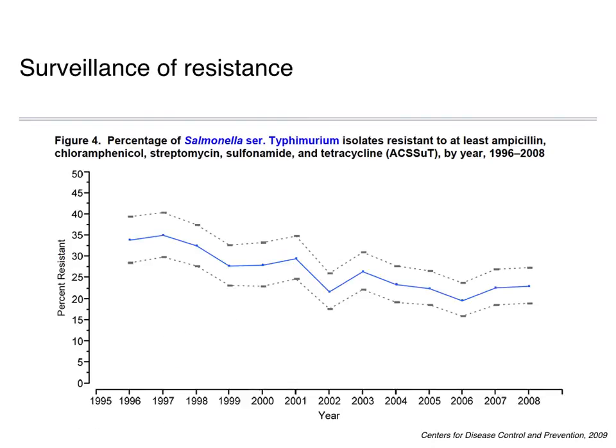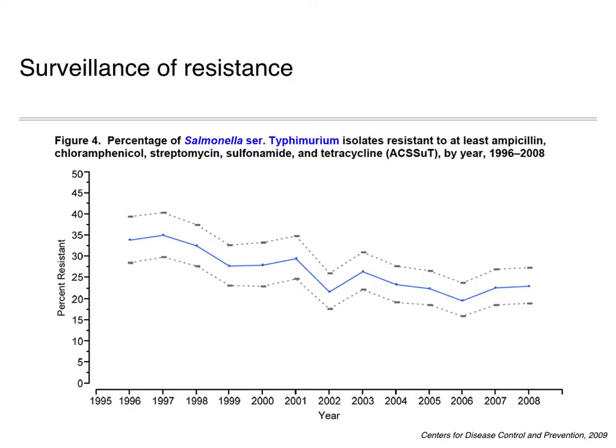This is another example, so looking at Salmonella typhimurium, this is data from the CDC. So just showing over a number of years the percent of isolates resistant to, in this example at least, ampicillin, chloramphenicol, streptomycin, sulfonamides, and tetracyclines. And so again, just a way to track over time from a surveillance point of view and from an epidemiologic point of view, what is happening when it comes to resistance with this organism.